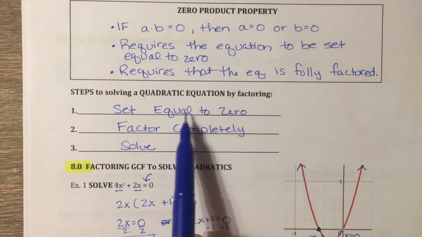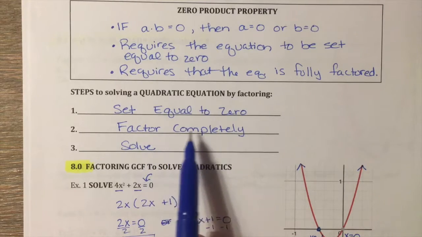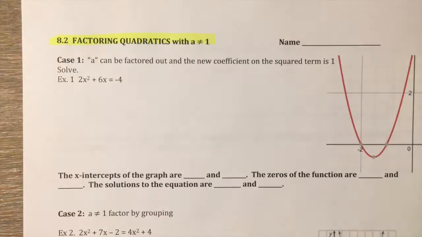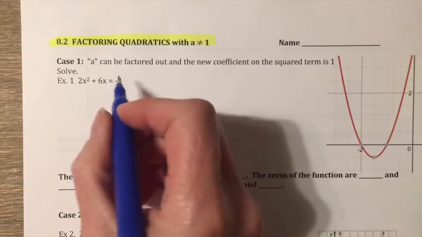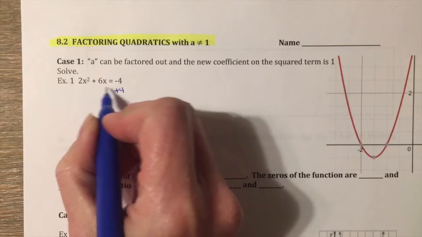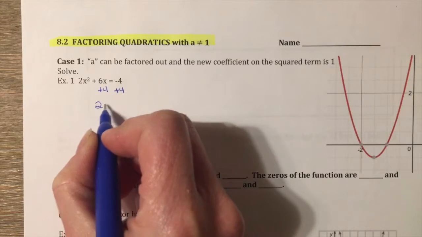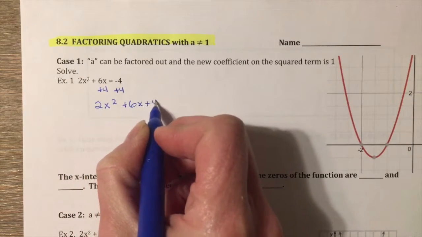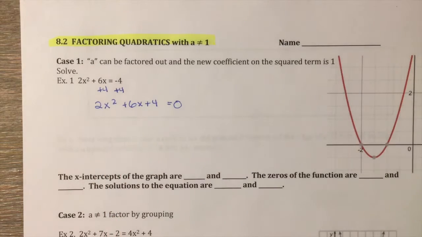I'm still going to set it equal to 0. I'm still going to factor completely. And finally, I am going to still solve. So in this particular problem, I don't have it set equal to 0. So now that I have added the 4 to both sides, I have set my quadratic equation equal to 0. And now I can do step 2. I can factor it completely.